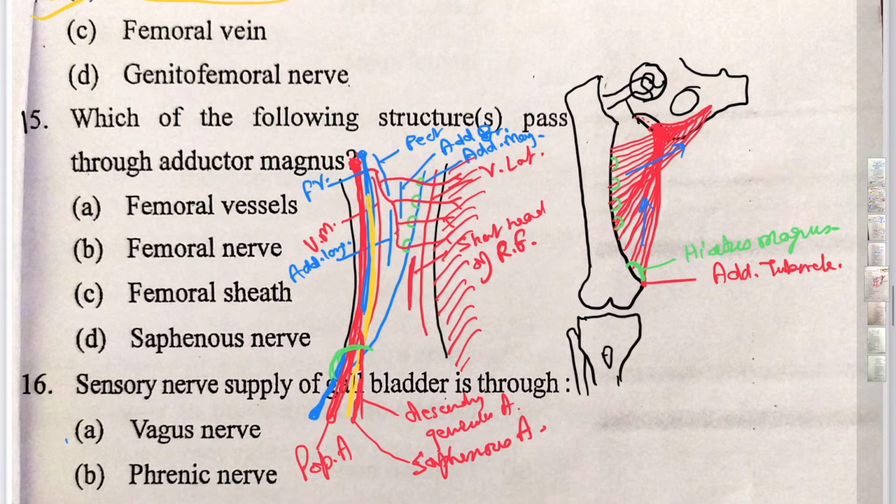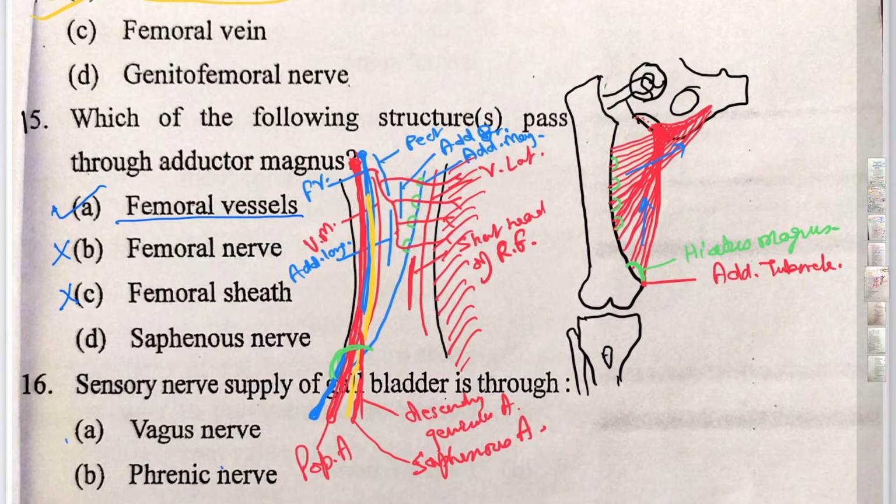So what have you concluded from this now? The question is, which of the following structures pass through adductor magnus? So let's see the choices here. Femoral vessels. When talking about femoral vessels, we mean femoral artery and femoral vein. You have seen that both these vessels are passing through adductor magnus through the hiatus magnus. Femoral nerve, of course, does not pass through adductor magnus. Femoral sheath has nothing to do with this adductor magnus. I have explained about femoral sheath in the earlier question.